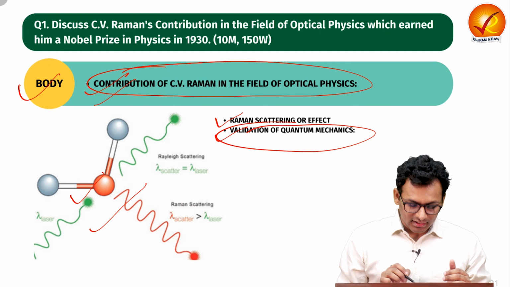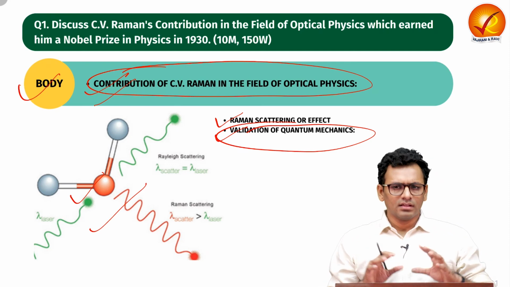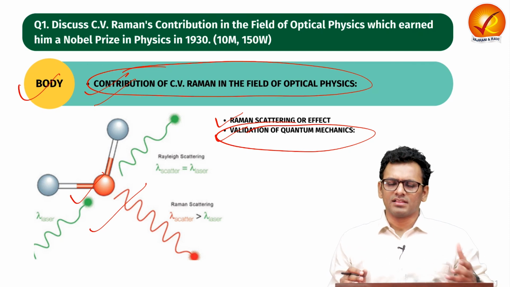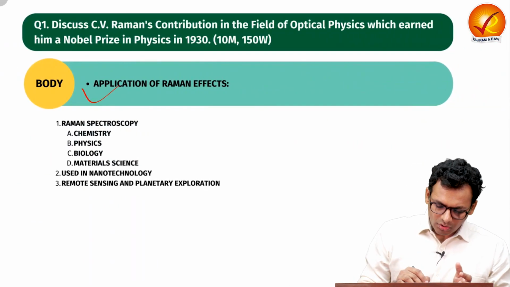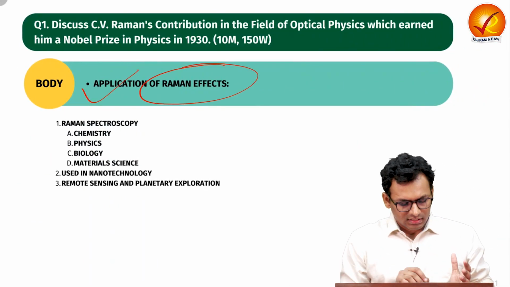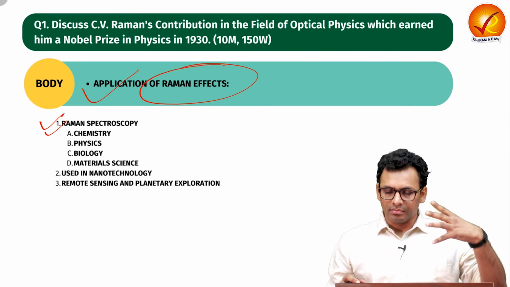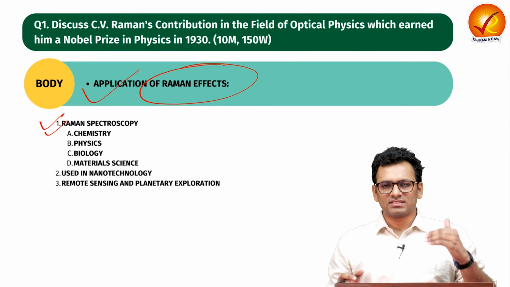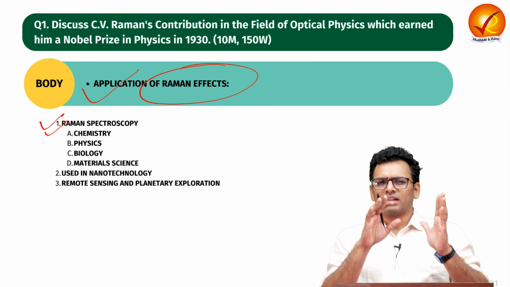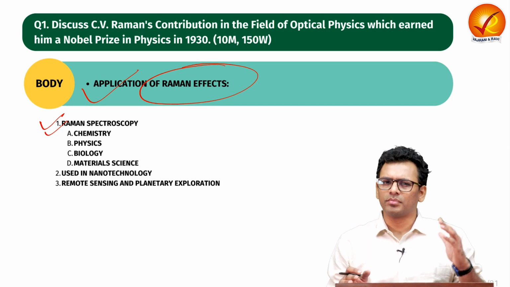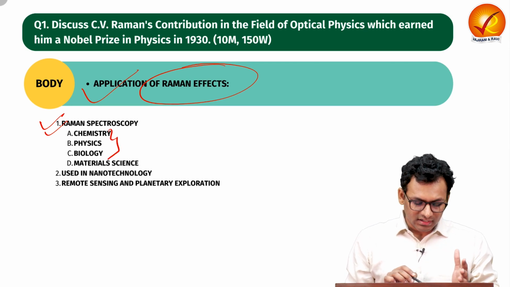You can draw a diagram to make your answer a little bit more visual and help the evaluator, the person who is checking your answer, to understand the conceptual clarity. Then you can talk about the application of Raman effects. The very first is Raman spectroscopy. As we talked about, the Raman effect is about understanding the wavelength and variation of the same. Through the same, you can understand different material composition, chemical structure, molecular structure. You can apply the same for different kinds of fields.